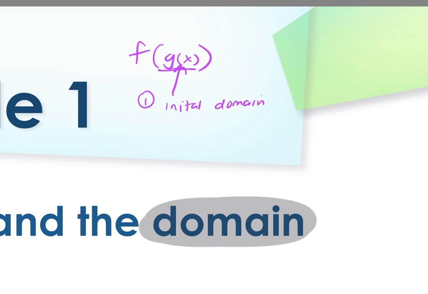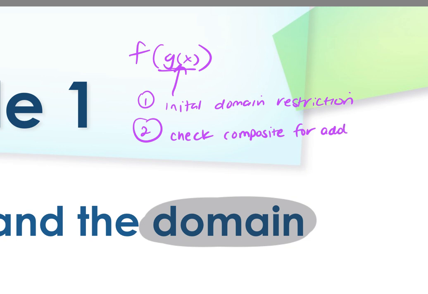So step 1, you check the initial one for domain restrictions. Step 2, you check the composite one, the new one, for additional restrictions. So you have to check the one you are plugging in, the one second, the one after the open dot. I would check g of x for any kind of restriction. Then I would actually plug g of x in, and then I would check that new expression for any additional restrictions.